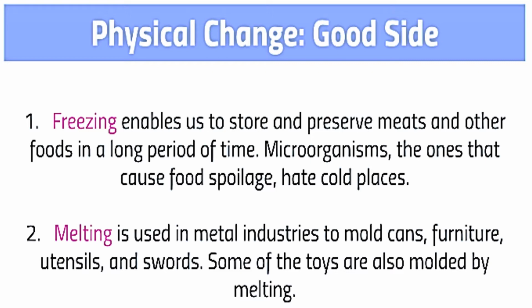The next one is melting. Melting is used in metal industries to mold cans, furnitures, utensils, and swords. Some of the toys are also molded by melting. And just like before, the penguin was discovered even after 100 years because of melting.